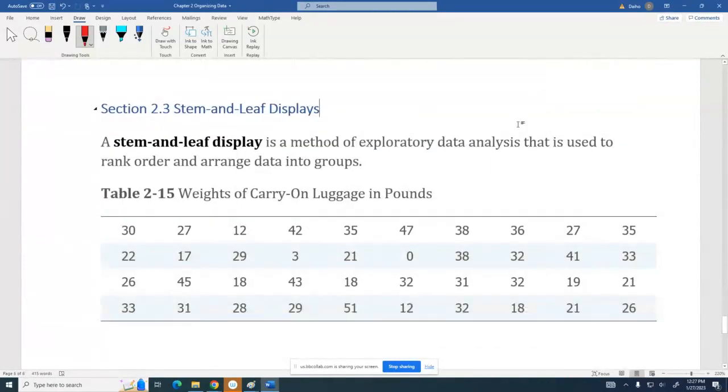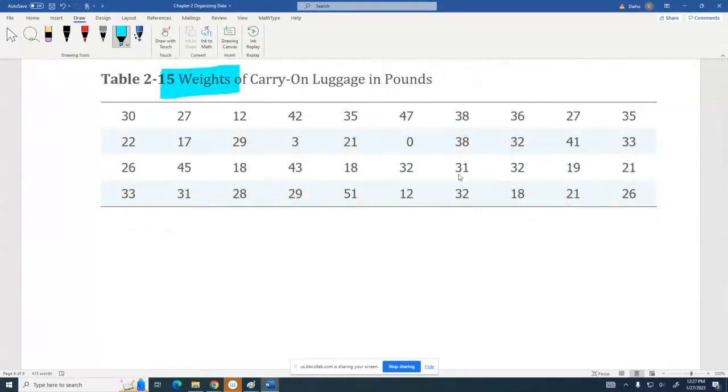And here's the last one, stem and leaf. Stem and leaf display, stem and leaf plot. We need the numerical variable again, right? So here are the weights. It's absolutely numerical again. And we need two parts. The left one will be the stem.